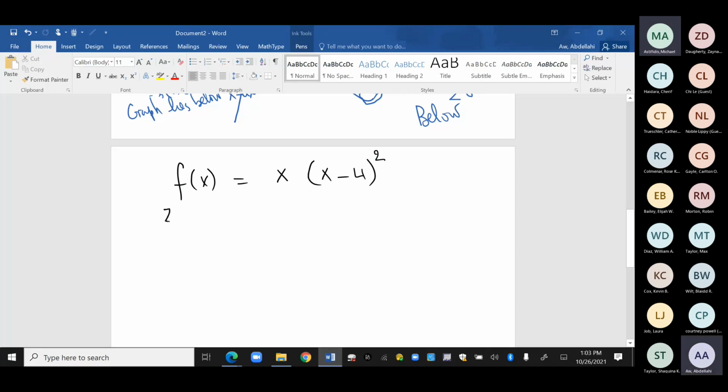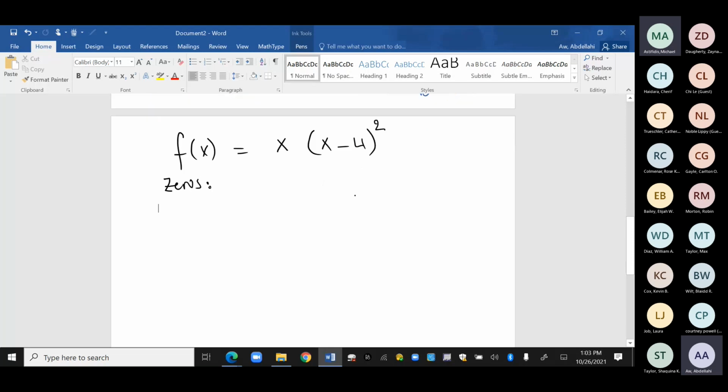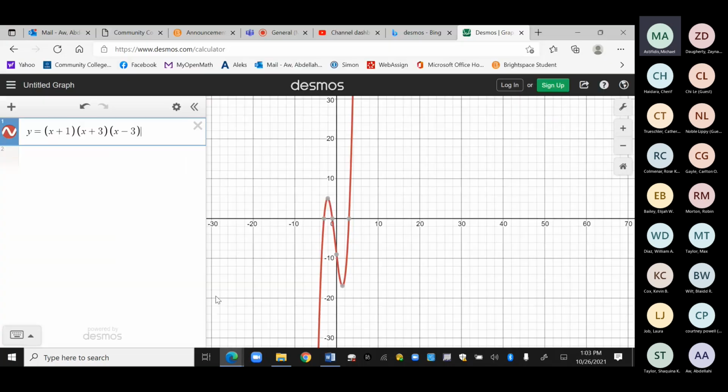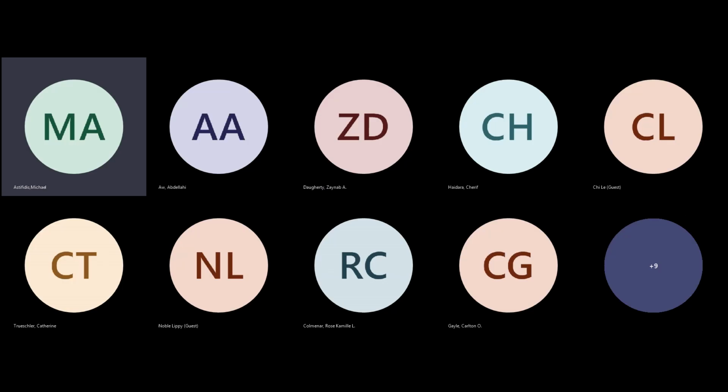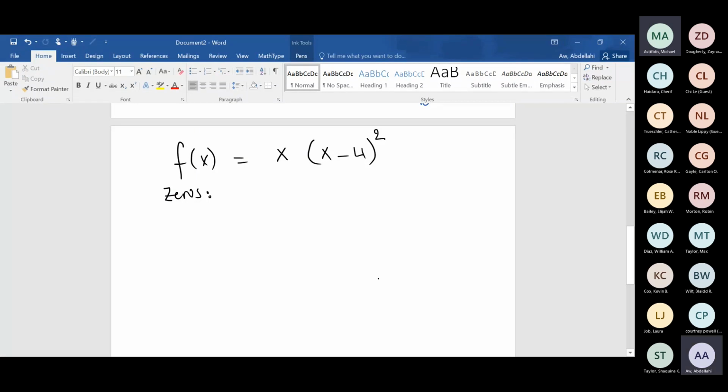So what are the zeros here? Try to do that. Try to do the zeros, right? And then try to see what you get, please. Find the zeros and then do the stuff, pick your test point and try to see what you get.